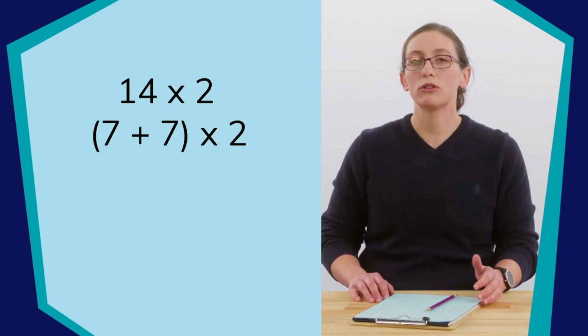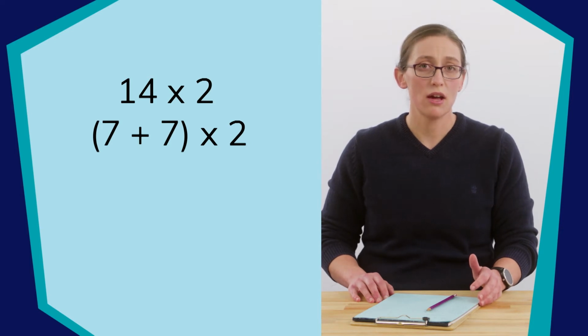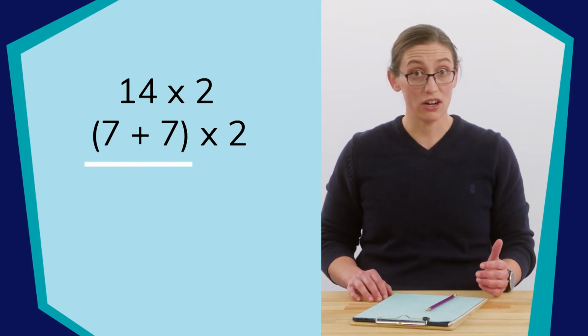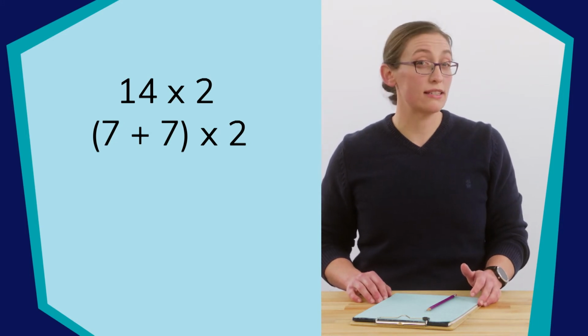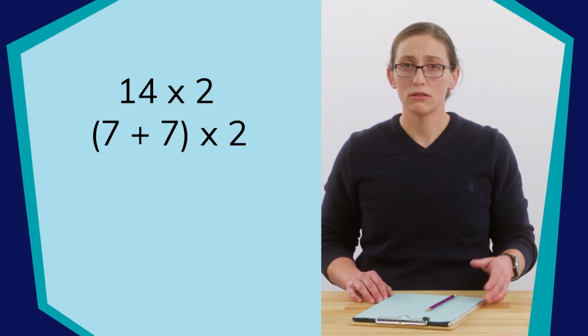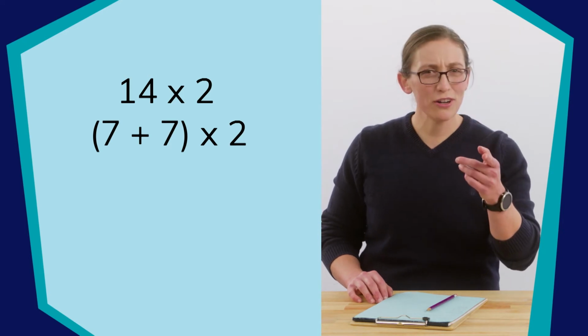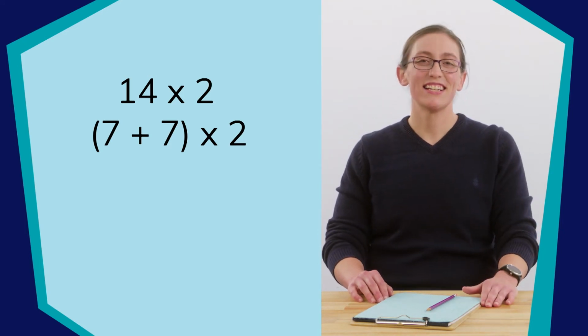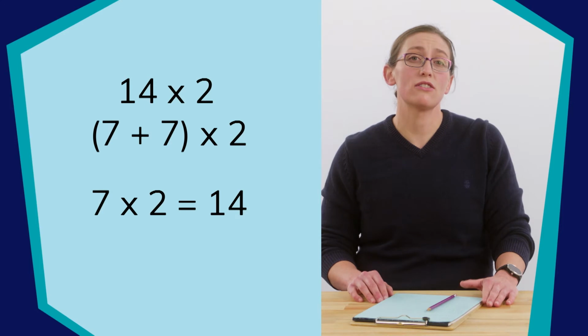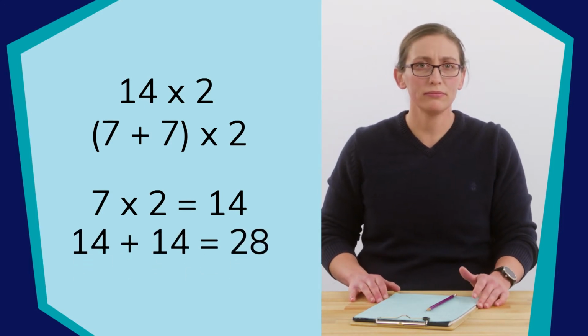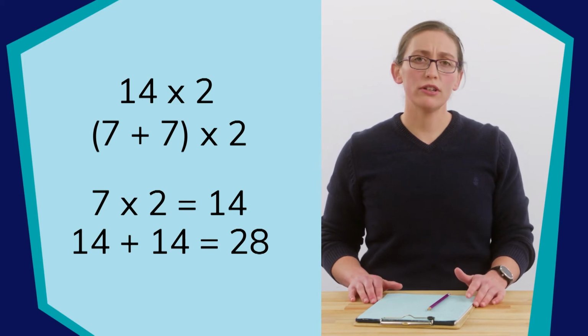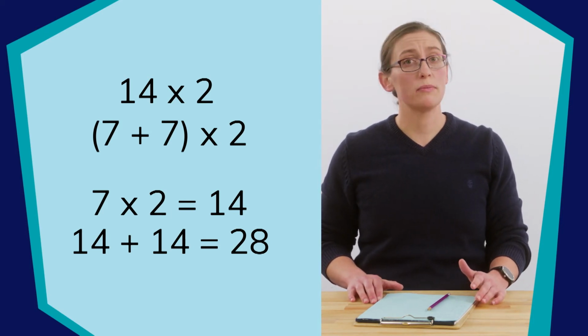That means that we are multiplying 7 times 2 twice because of the two 7s here. Can you think of what number is the same value as 7 times 2? Did you say 14? That's right. 7 times 2 equals 14. So 14 plus another 14 is 28. Do you see anything similar with the two strategies we have talked about here?